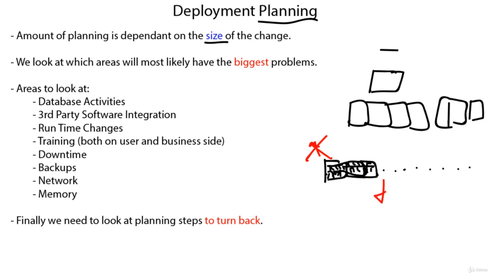So whenever we're creating these changes, we have to keep in mind that scope is very, very important. And we look at areas which will most likely have the biggest problems. And some of the areas to look at are over here. This is not a comprehensive list, meaning there are more areas that we might want to look at, but these are just some ideas of things that might change. So we're looking for where the biggest problems might occur.